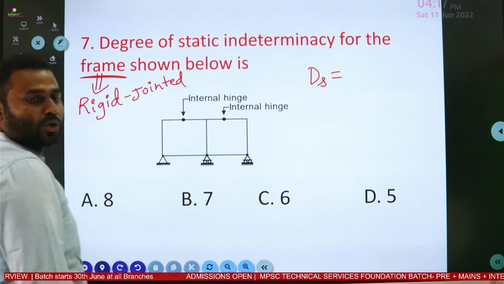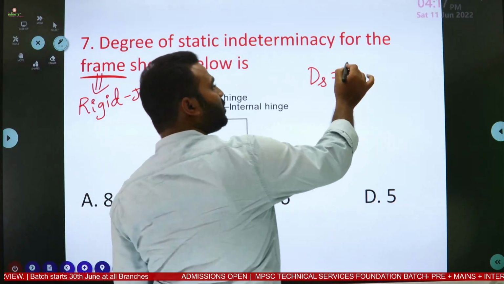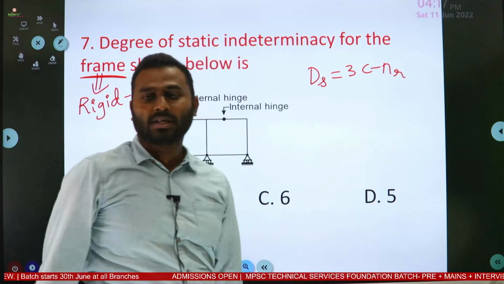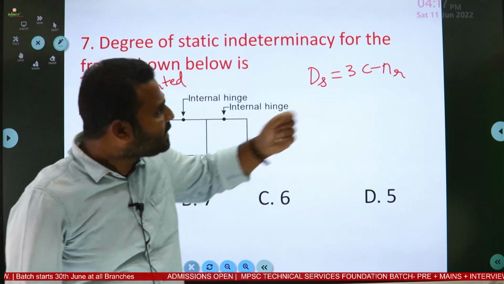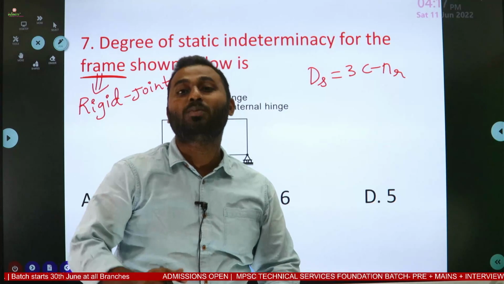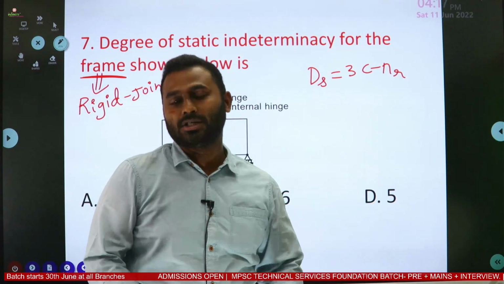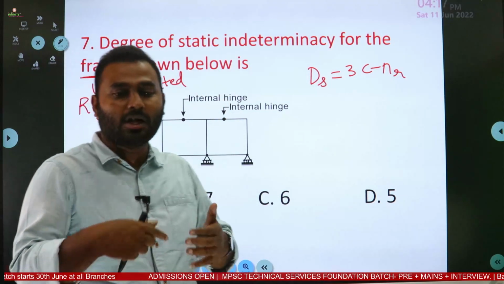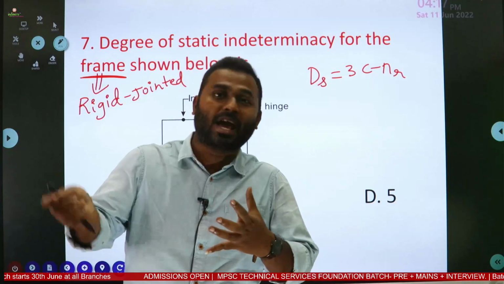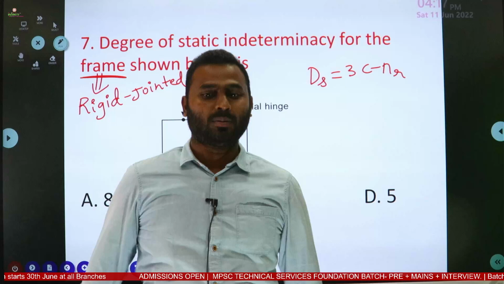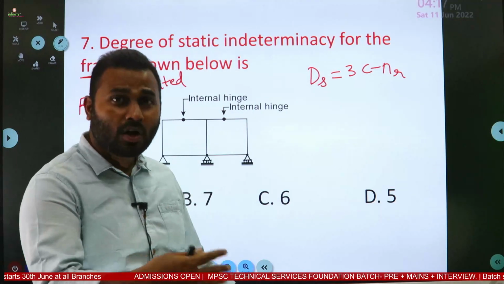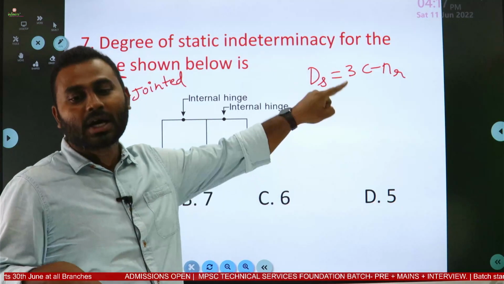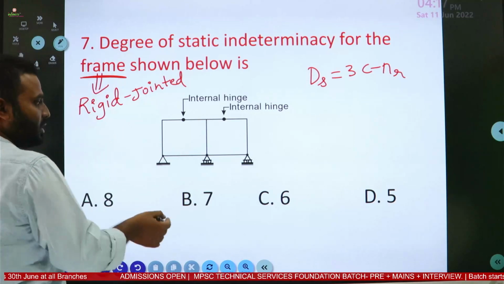So for rigid jointed structure, the formula for calculation of ds is 3c minus nr. Here c is the number of cuts required to make a stable cantilever, and nr is the number of releases. Or in other words, nr can also be interpreted as the number of additional reactions added to make the stable cantilever. So very easy question. We have solved a good number of questions in the class itself based on this formula, for calculation of ds. So if you see here, this is a frame, we need to make a cut.